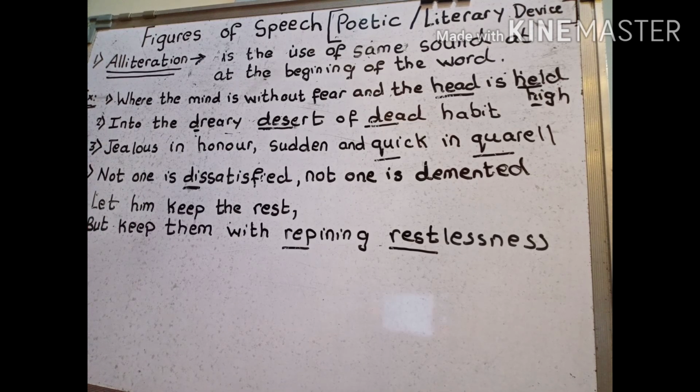Now students, we look at repetition in the next examples. Here students, we'll have a look at some examples of repetition. The big difference between alliteration and repetition: in alliteration, a sound is repeated at the beginning of a word, whereas repetition is a poetic device in which the word itself is repeated, right? So that's the big difference between repetition and alliteration.